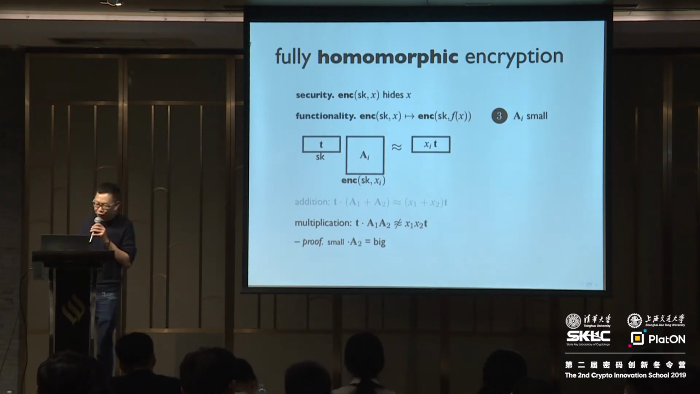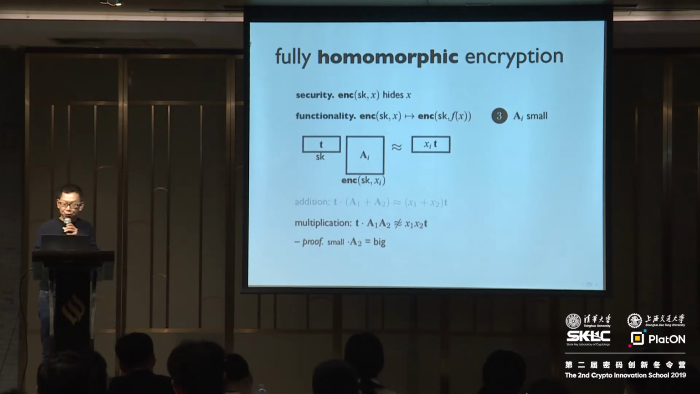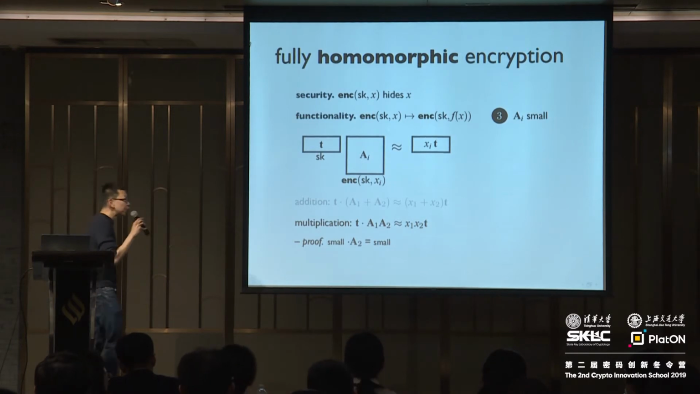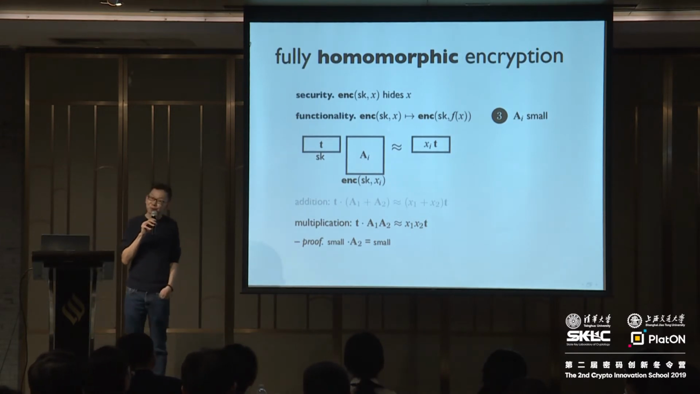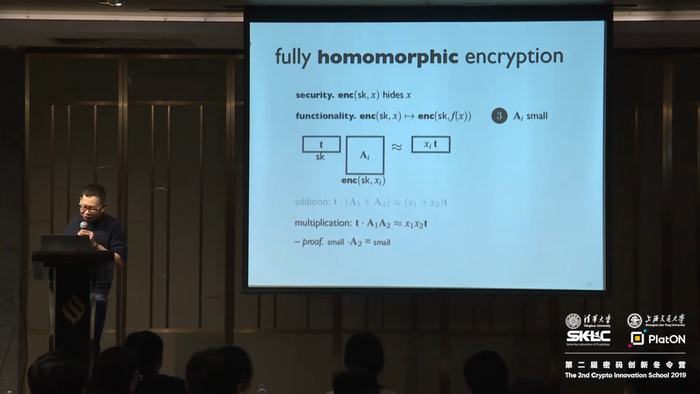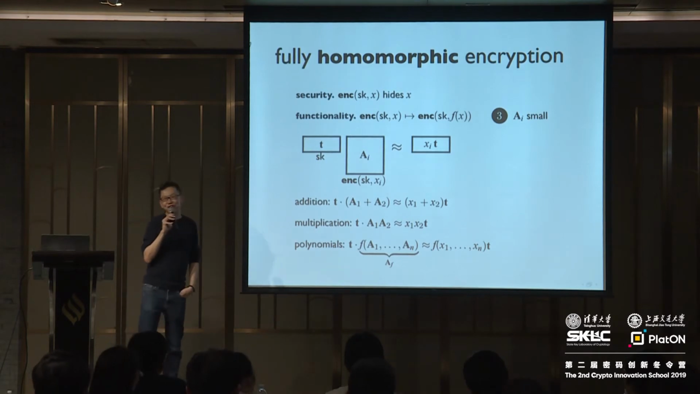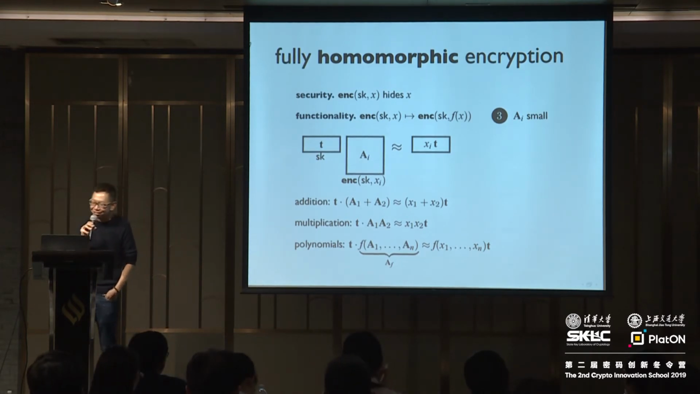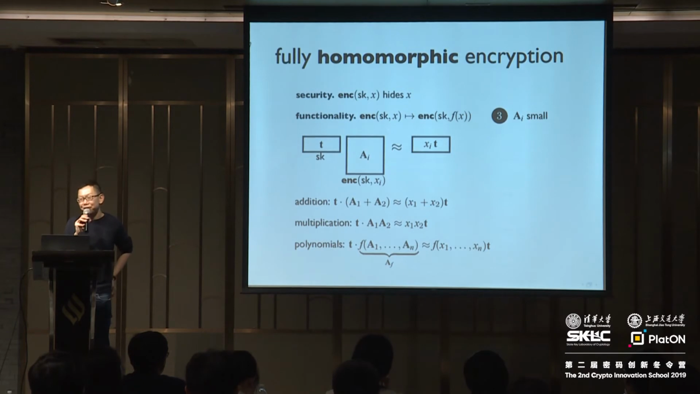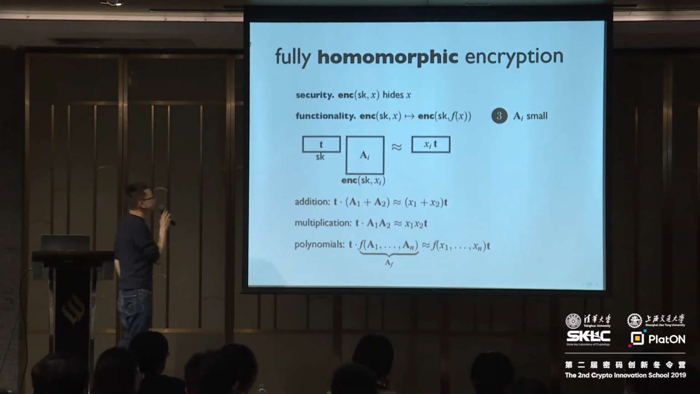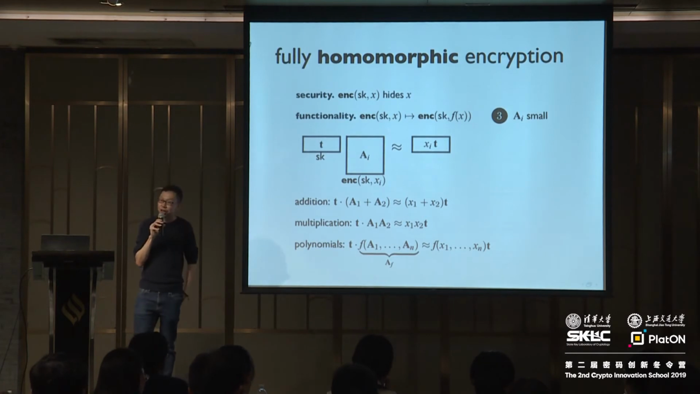Now suppose that's true, then our multiplication works, because small times A2 is small since A2 is small. So that basically solves our correctness problem. And more generally, this extends to any polynomial. Since addition gives small errors and multiplication gives small errors, for any general polynomial you still get something small. So this basically gives you a framework for realizing homomorphic encryption.